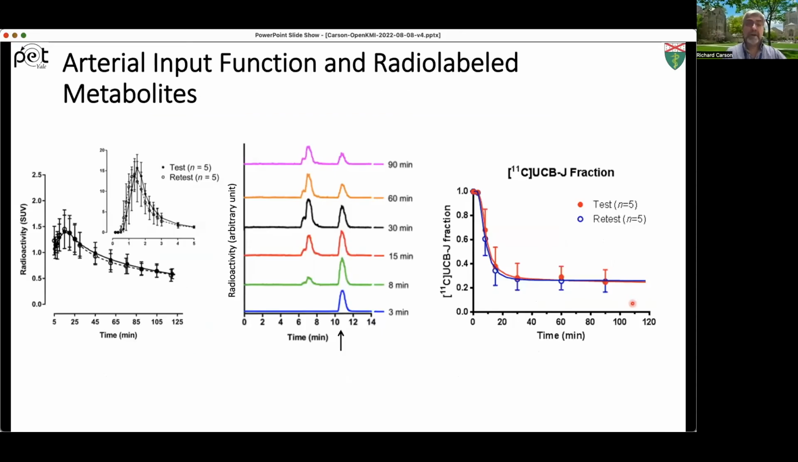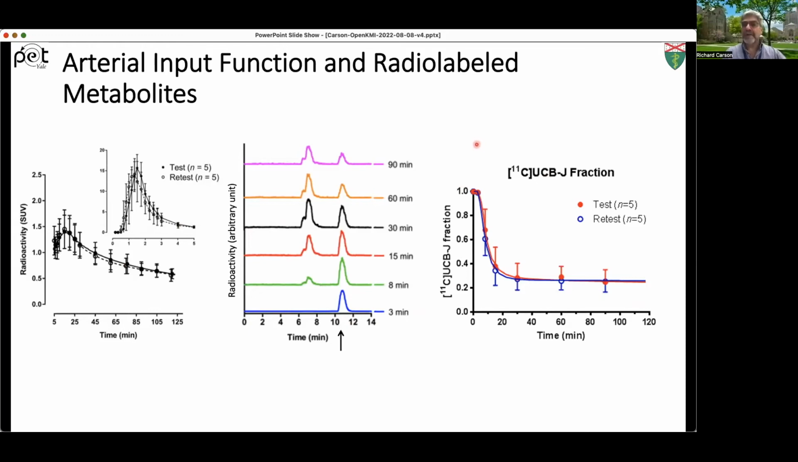We measure what's going on in the arterial blood. So we look at not only the total activities in the blood, but we look at the metabolites. At early times, we have one molecule, the parent tracer. But over time, the tracer is metabolized. And we find out what fraction of the tracer can be attributed to our parent compound. This adds some work to do.